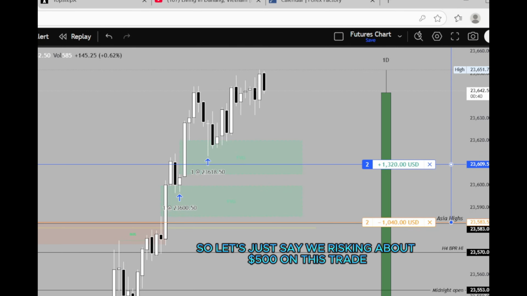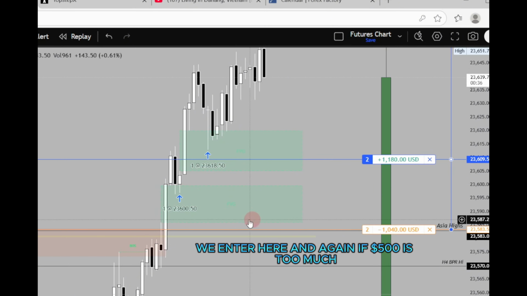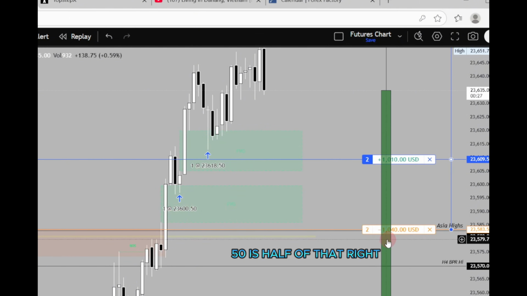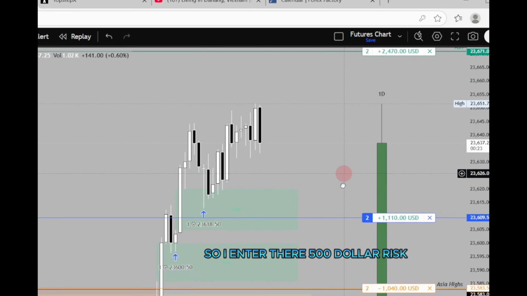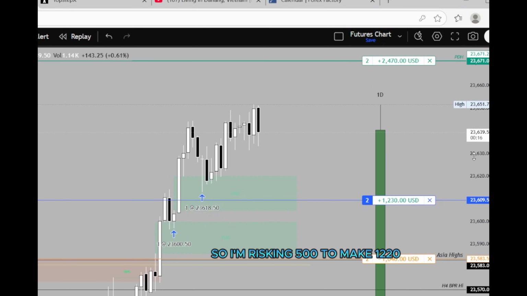So let's just say we're risking about $500 on this trade, right? We enter here. And again, if $500 is too much, we then go to micros. Micros, 5 contracts of micros is $250. It's half of that, right? So I enter there, $500 risk, and then my take profit is up there, which is half of that, 1220, right? So I'm risking 500 to make 1220. My risk to reward is 2 to 1, right? Risking 500 to make 1220, right?